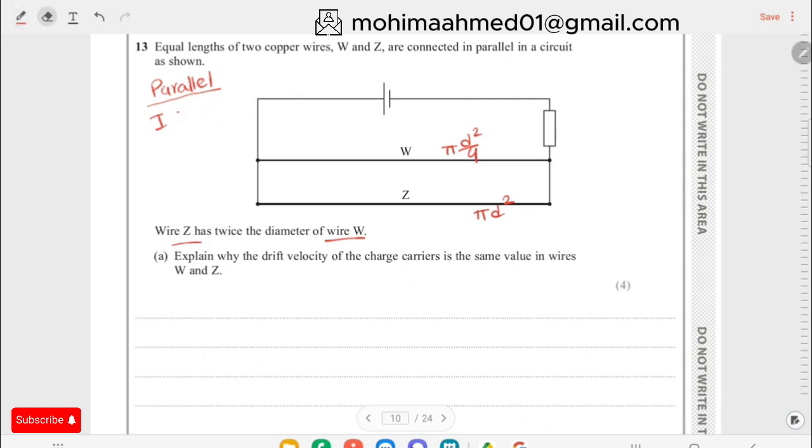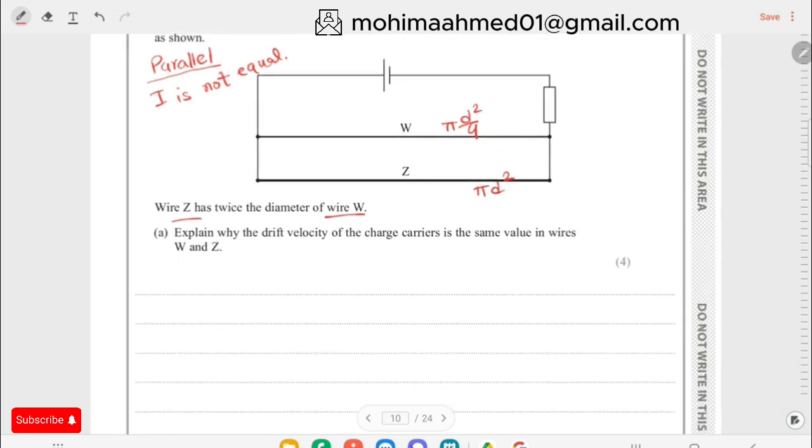Sorry, I again wrote the wrong thing. Voltage is same, current is not equal. It depends on their voltages and resistance along the wire shapes. Okay, so let's find out the equation for the wire W.